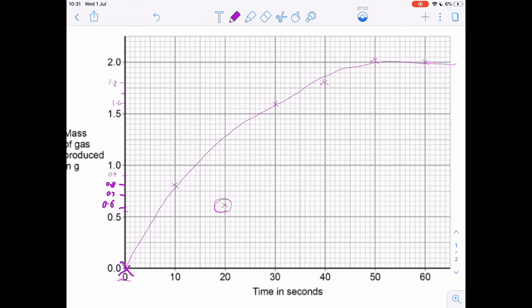It might have been that actually if the points were not a curve, you would have had to draw it with a ruler and a straight line and have gone through as many points as possible, leaving out those anomalies or ones that don't quite fit the same pattern as the rest of them.